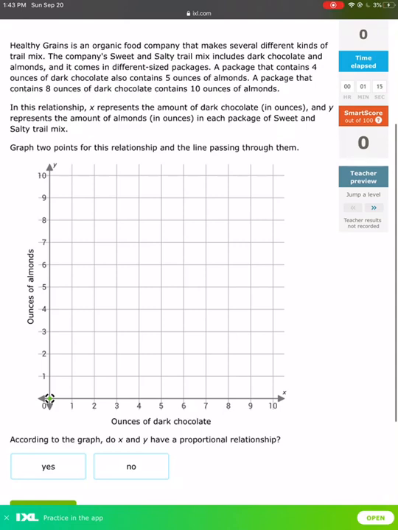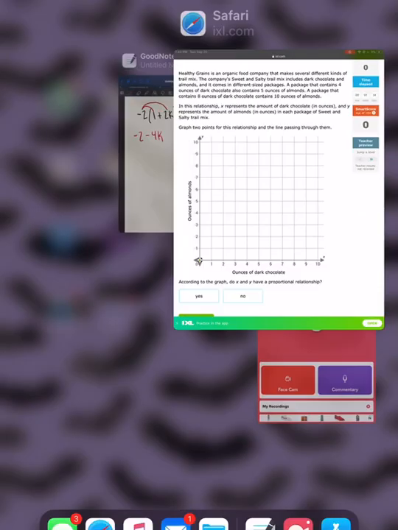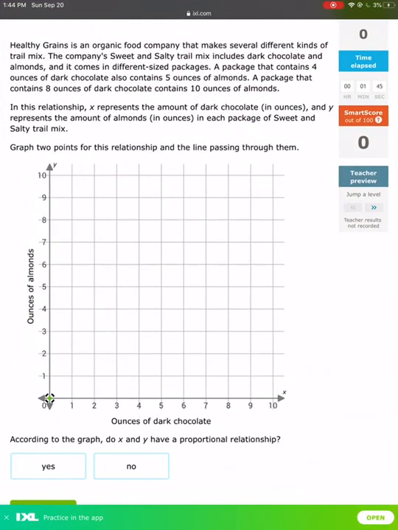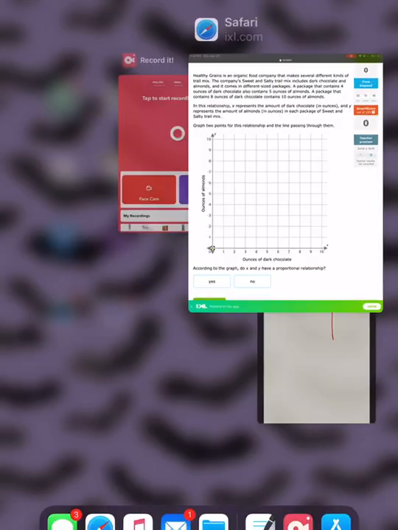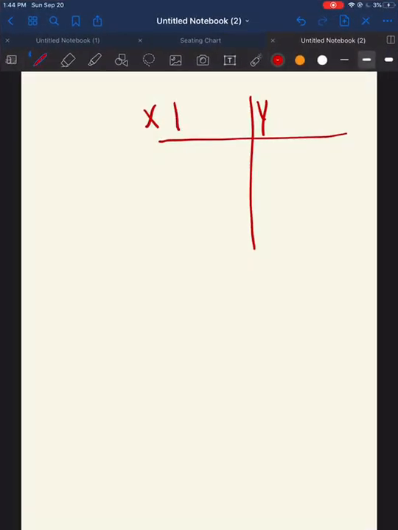Okay, so what we're looking at is a package that contains 4 ounces of dark chocolate, also contains 5 ounces of almonds. And then we have another one, a package that contains 8 ounces of dark chocolate, also contains 10 ounces of almonds. Okay, so I need to make a relationship here. So I have a chart. Okay, my X values and my Y values. My X's are supposed to be dark chocolate. Okay, so I have dark chocolate and then I have almonds.